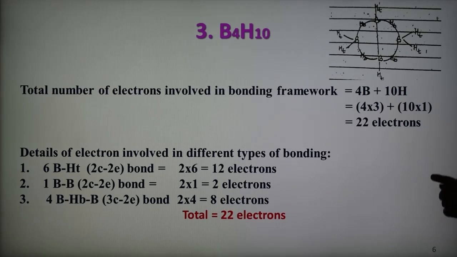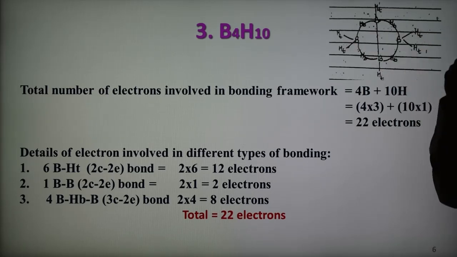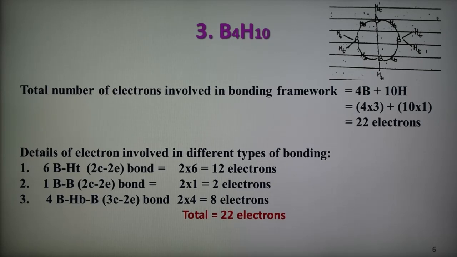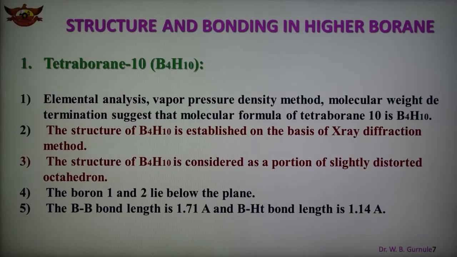S is 4. T is the BBB type of bond. There is 0. So 4 0. And Y is the BB bond. 1 is there. So 4 0 1. And BH2 units are 2 here. So 4102. 4102 is the styx number in the case of B4H10.